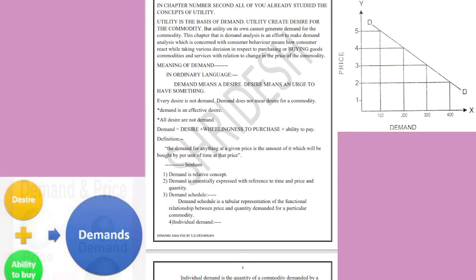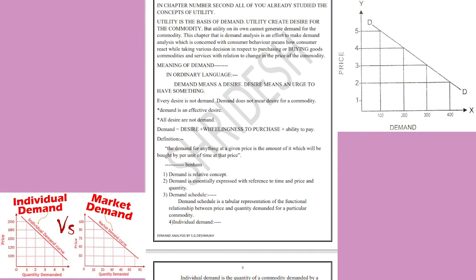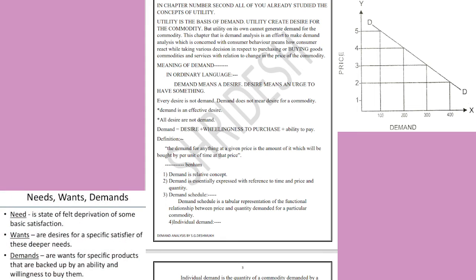A demand schedule is a presentation in the form of a table which shows the functional relationship between price and quantity demanded for a particular commodity. Demand schedule shows the functional relationship between price and quantity demanded for a particular commodity. It is a presentation in the form of a table.